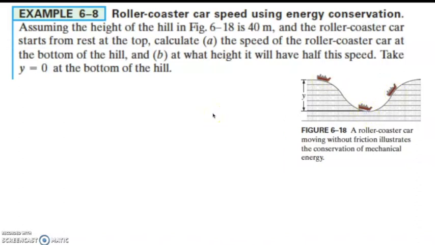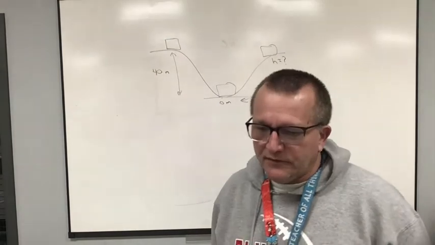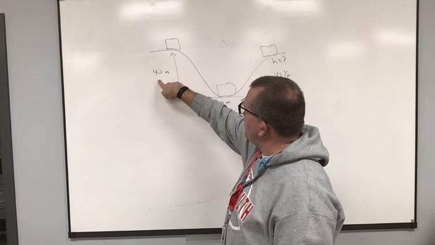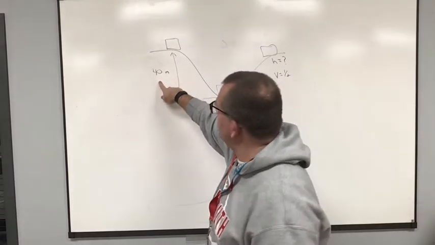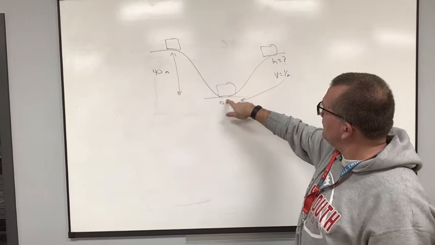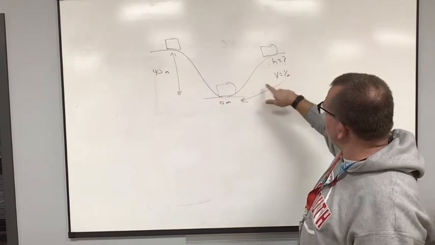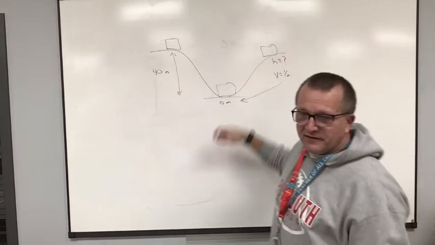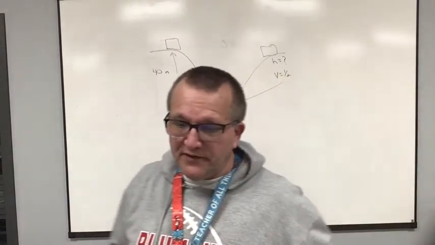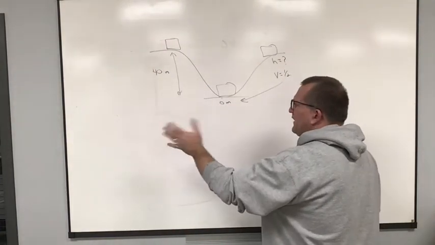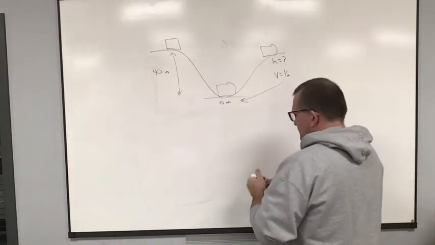Do it now. All right, so we have the roller coaster car up here, 40 meters height, and it's starting from rest. It goes down to here, to 0 height. How fast is it going? And then when we get up to here, we want to see what height the roller coaster will be if its velocity is half of what it is down here. So we choose a 0 point to be the bottom of the hill, as it tells us in the problem. We would do that anyway. And then we just figure everything else out.